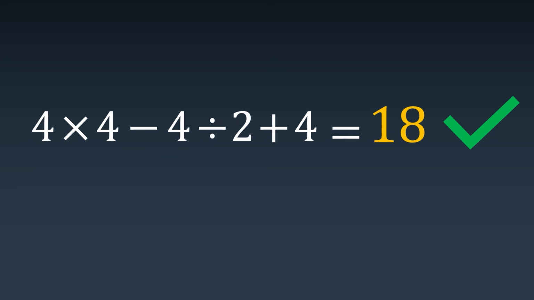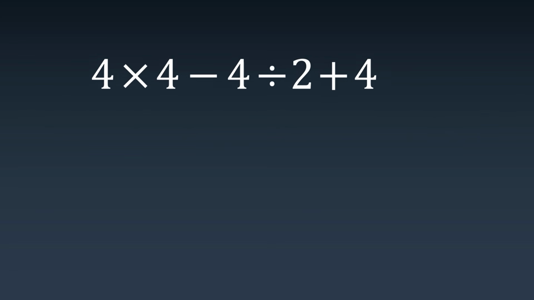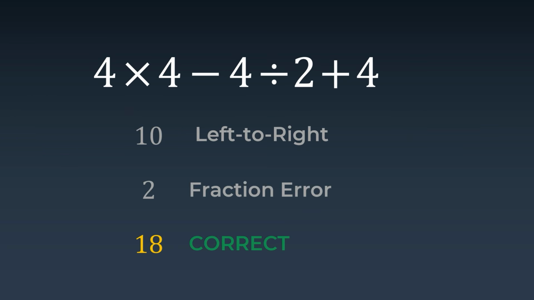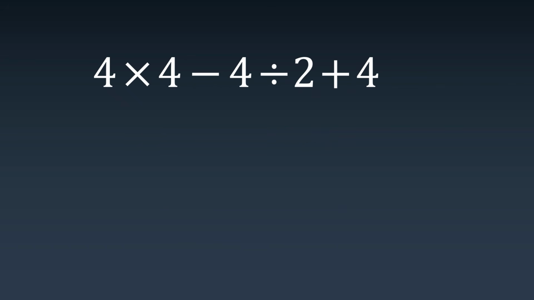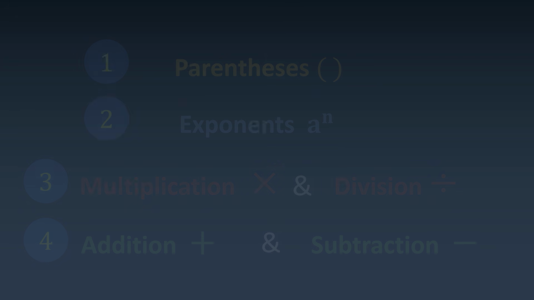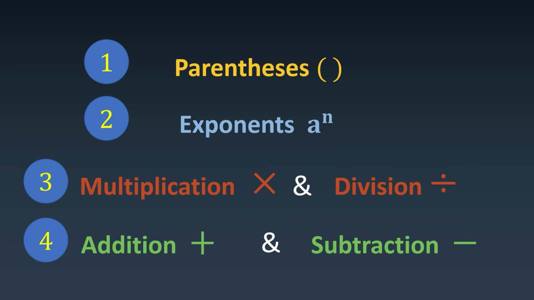Think about this. From one simple string of numbers and symbols, we got 10, 2, and 18. This isn't just about being right. It's about having a shared language. Mathematics is a conversation across time and space. If we all follow the same grammar, the order of operations, then when I say this expression, you get the same number I do. That consistency is the bedrock of everything that follows, from algebra to calculus to engineering.